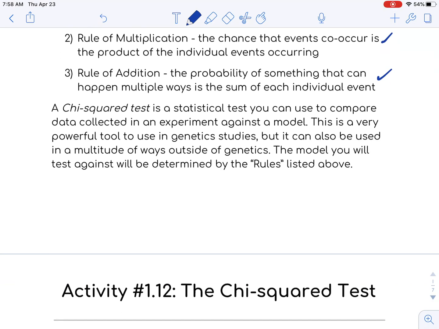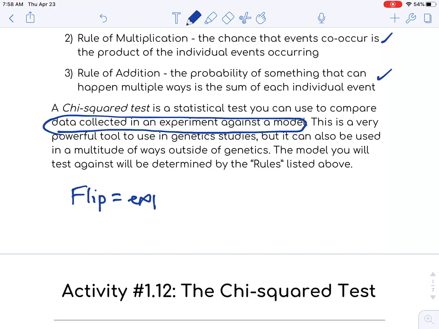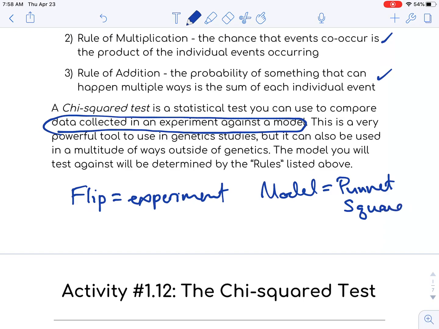Chi-square test is a statistical test that you can use to compare data collected in an experiment against a model. This is why this is important. So what we did is we flipped coins. So flipping coins is our experiment. And what we use to determine expected values for our model would be using our Punnett square.